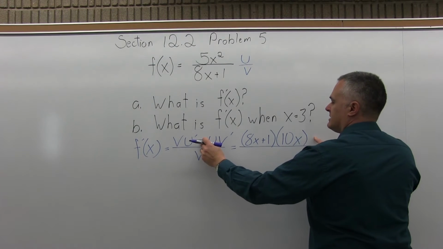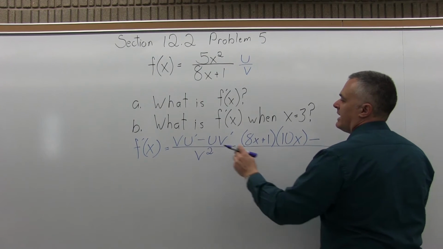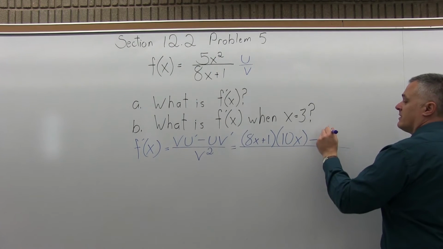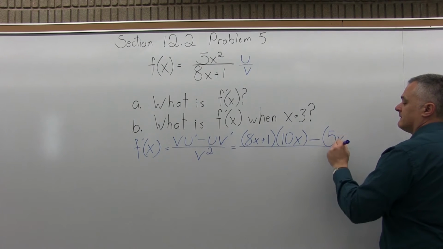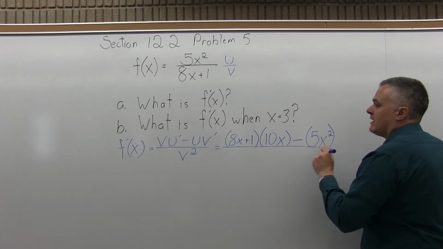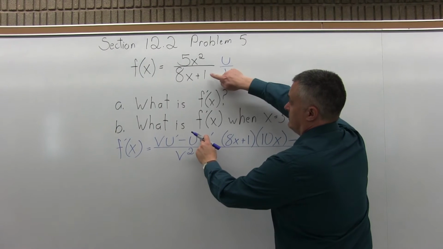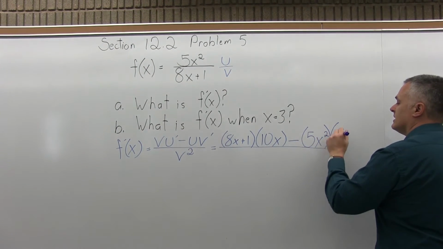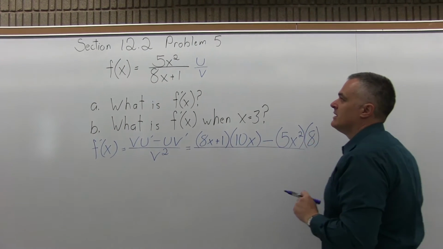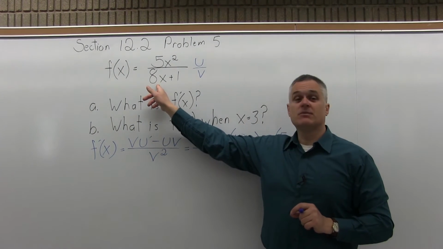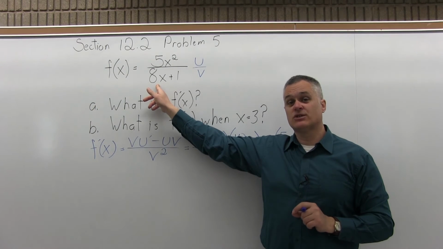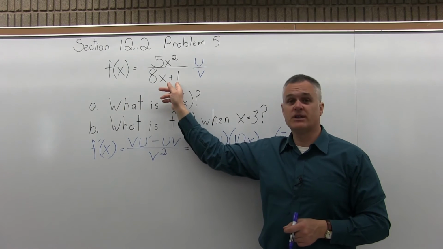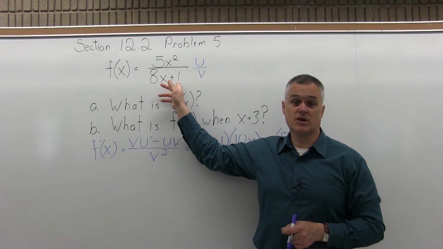Then we have minus. And now u with no prime. So u with no prime is 5x squared. Then times v prime. So v is the denominator, 8x plus 1. V prime is just 8. And again, v prime is 8 because the 8x, when you have an x to the first, the derivative is just the number in front, which in this case is 8. The plus 1 on the end, because it has no x, its derivative is 0.